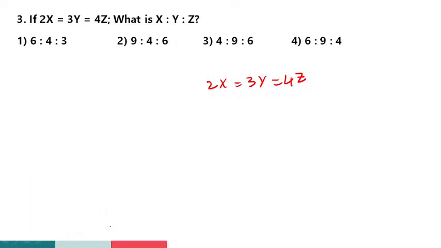Somebody saying option 1. Okay. 6 is to 4 is to 3, na? Right, let me check, guys. First I'm going to use the basic method. Take these two numbers here: 2x is equal to 3y.